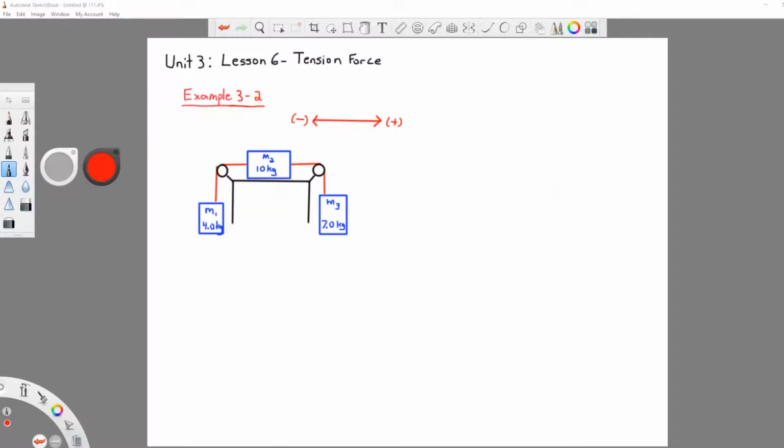Okay, and welcome to lesson 6 on tension force, example 3-2, or in your books, 3b, the second part of example 3. So in this example, we're going to be looking at a situation similar to Atwood's pulley, which is described at the top of your page.